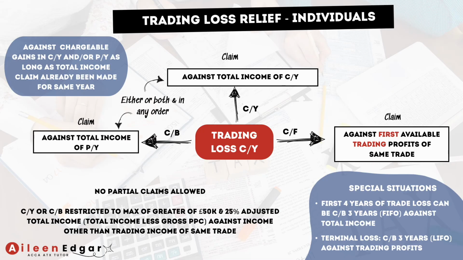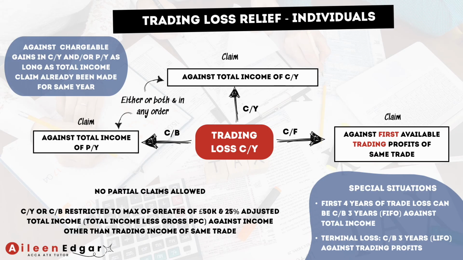And then we have a special loss relief option available for individuals that we didn't see for companies. That's where we have somebody who's in the first 4 years of their business, whether that's as a sole trader or they've joined a partnership. If they make a loss in any or indeed all of those first 4 years, they can take that trading loss and they can carry it back 3 years.